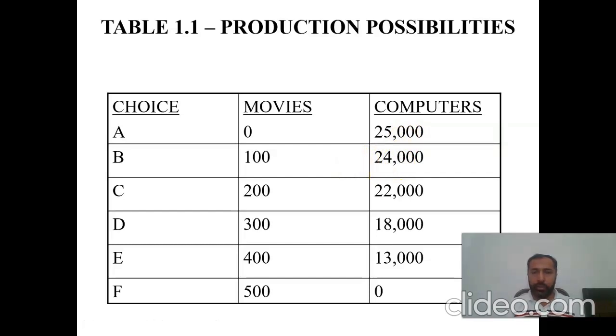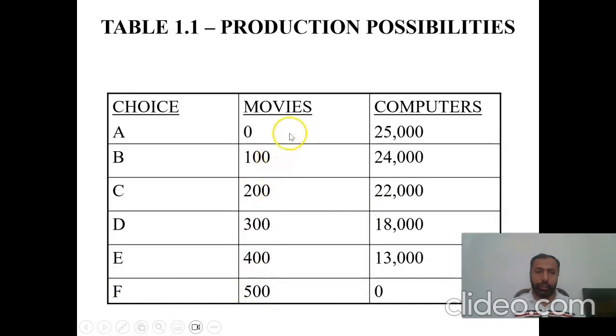Because every economy, or any producer, has limited resources, they can increase the production of movies only if they decrease the production of computers. So these are six different choices which indicate the different production of movies and computers. At B, 100 movies and 24,000 computers. If they want to increase the production of movies further to 200, production of computers will be reduced to 22,000 and so on until they reach the last choice F.